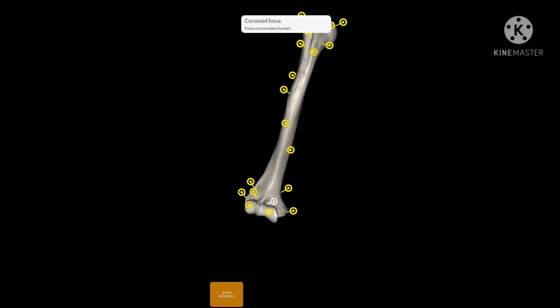Above the capitulum there is one fossa which is called the radial fossa, and above the trochlea there is one fossa which is called the coronal fossa. So there are two fossae above the trochlea as well as the capitulum. Don't worry, they are important because the radius bone is attached on the humerus. When we discuss the radius bone, at that time we are going to see them.